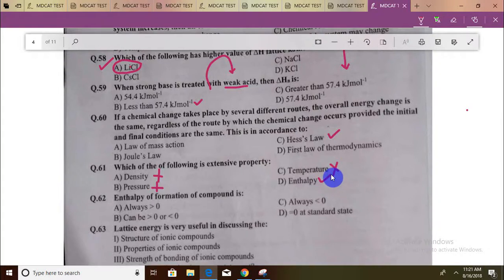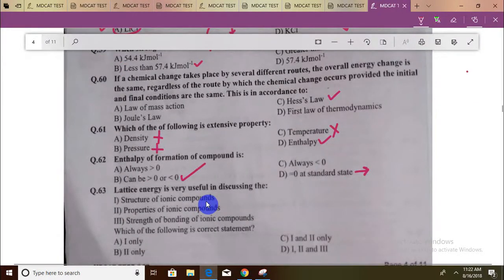So the enthalpy of formation of a compound is always greater than 0, can be greater than 0 or can be less than 0? Yes. Always less than 0? No. Is 0 at standard state? This is only applicable for the formation of an element, can be both positive or negative.